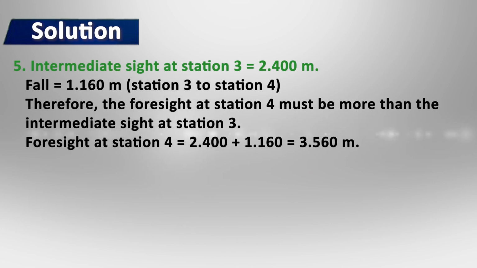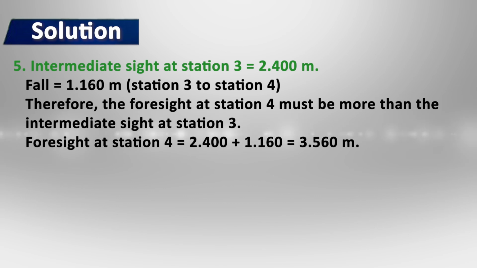In the next, the foresight at station 4 is missing. The intermediate sight at station 3 is 2.4 meters. There is a fall of 1.160 meters from station 3 to station 4. Therefore, the foresight at station 4 must be more than the intermediate sight at station 3. The foresight at station 4 should be equal to 2.40 meters plus 1.160, that is 3.560 meters.